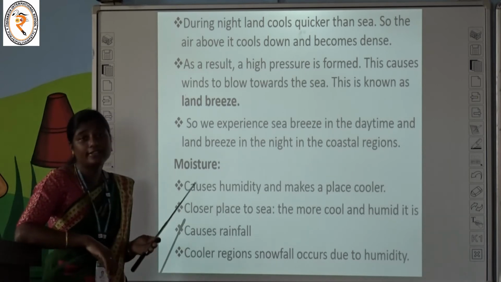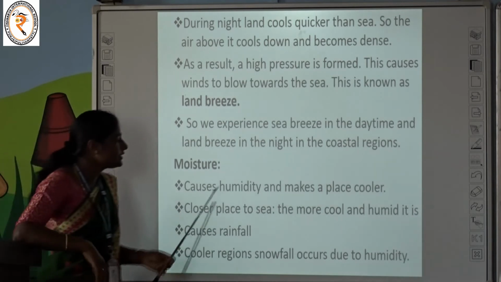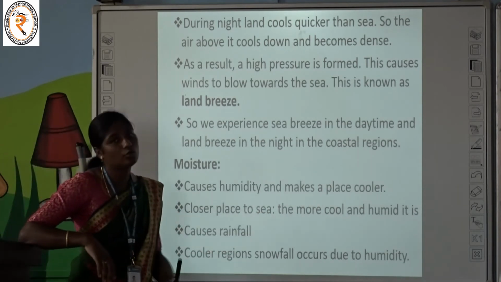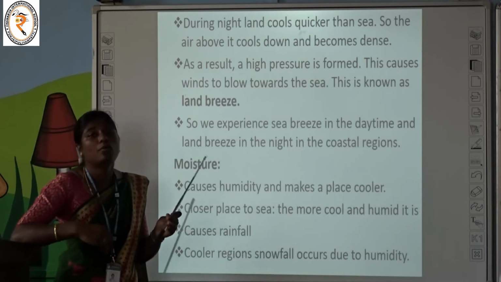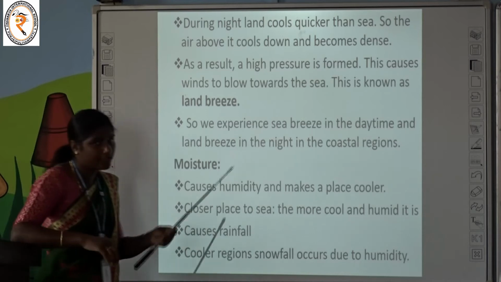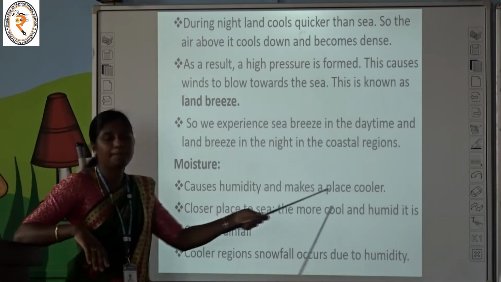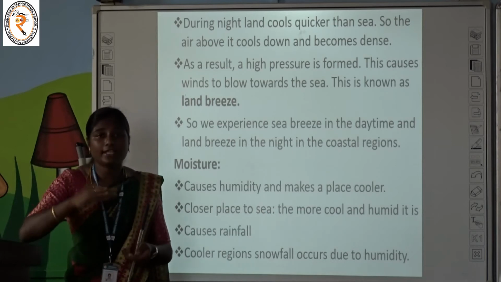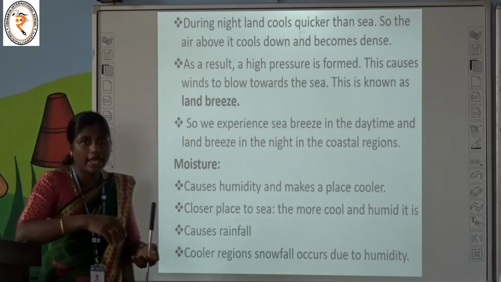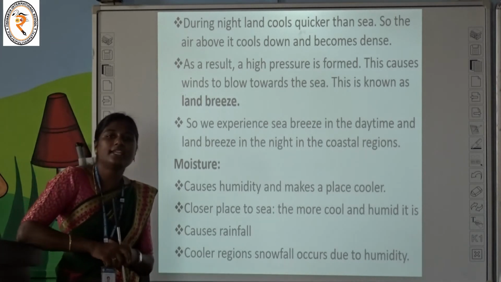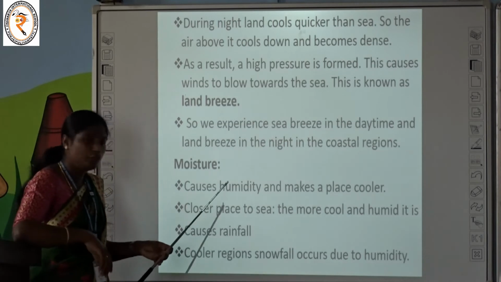And the next factor is moisture. It causes humidity and makes a place cooler. Humidity means what? The water vapor present in the air is called humidity. So, if the air has a little more moisture, what will happen? We get the cool air. Have you felt in the rainy season the air is so cold? That is humidity.